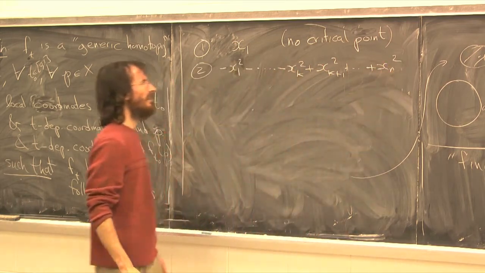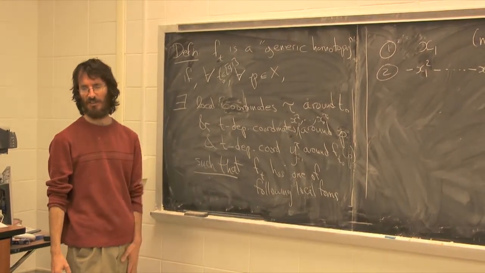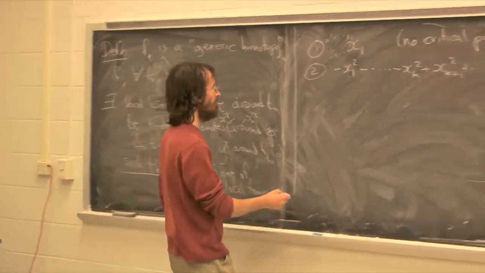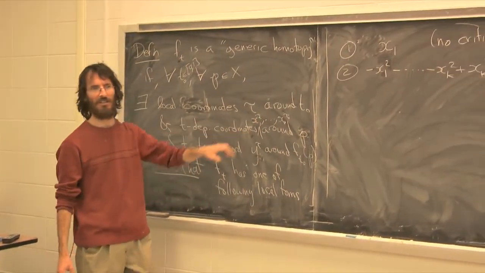So this means that as time varies, it just looks like a Morse function. And there's still no time in here, right? We've swallowed up the variation in time into how these coordinates depend on time, right?